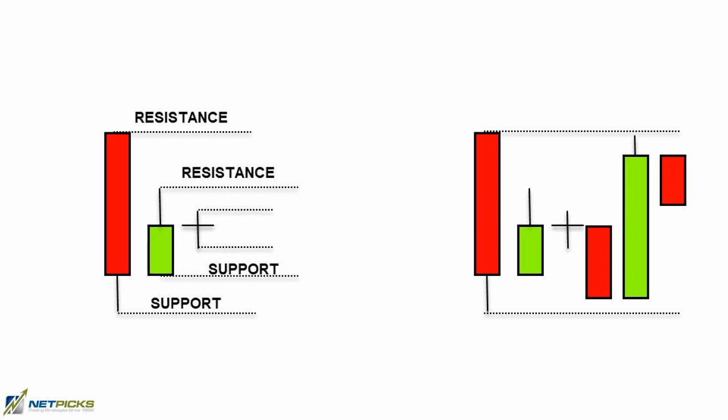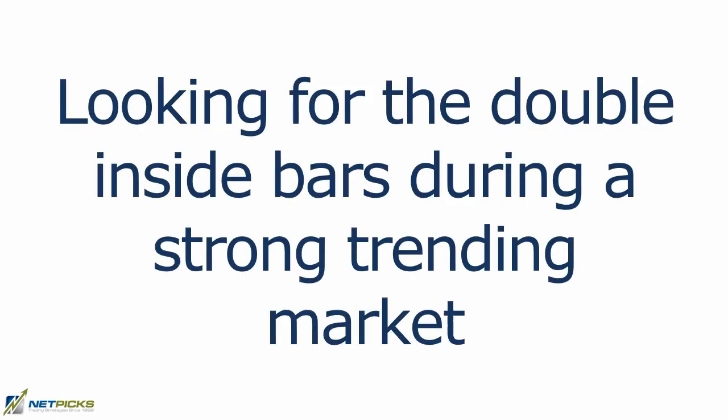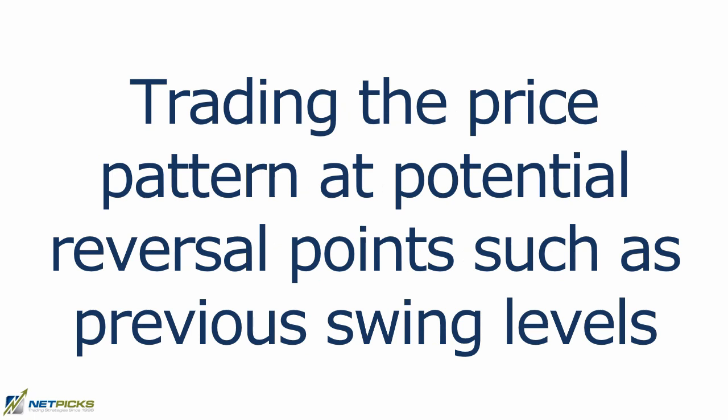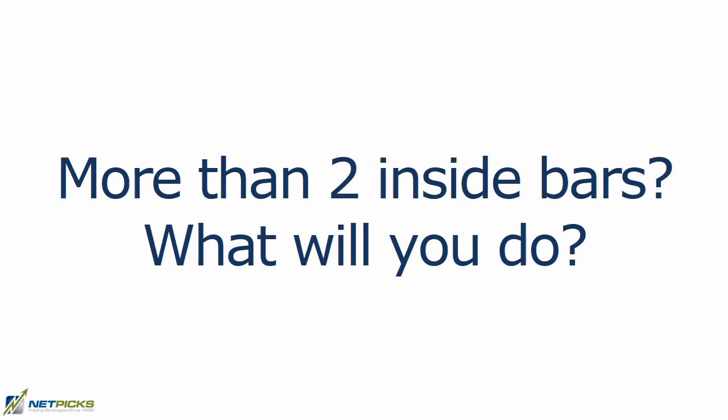Okay, now this is not to say that the original one cannot resolve into looking like this. This is why we put the odds in our favor by looking for the double inside bar during a strong trending market or trading the price pattern at potential reversal points. You know, think previous swing levels. Now, here's a little tip for you. The formation of the double inside bar could be part of your trading plan that says once the double inside bar setup fails to trigger, okay, the trader will either move on to another instrument or turn to use a range trading strategy to take advantage of any pending price movement. Okay, so don't think that you have to trade ranges. There are plenty of other opportunities out there.